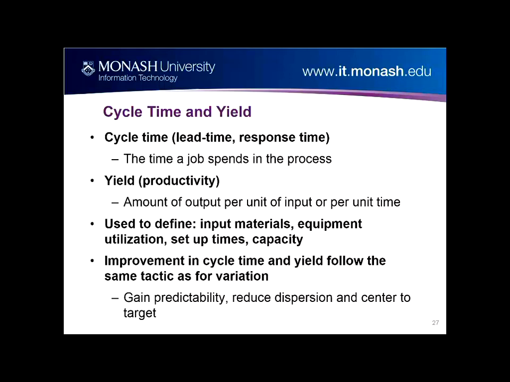You can produce so much and in the end, a lot of them are defective. What's the point? You're wasting material, right? So that's the concept of this, okay? So U is defined in terms of input material, equipment, utilization, setup time, capacity, all right? And the improvement of cycle time, what is the effect of that? It is to gain predictability, reduce the dispersion, and center to the target. And this is basically the variation, reduce the variation, okay?